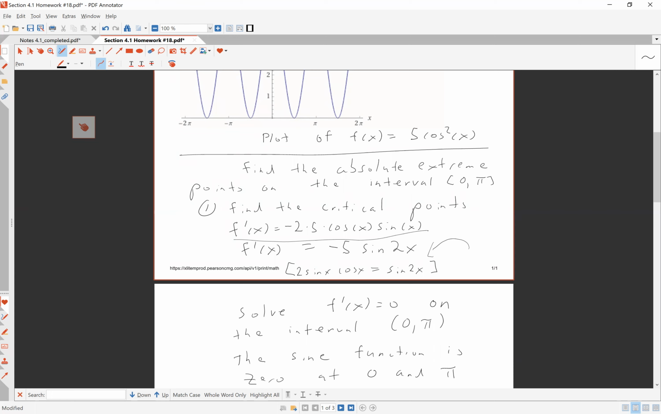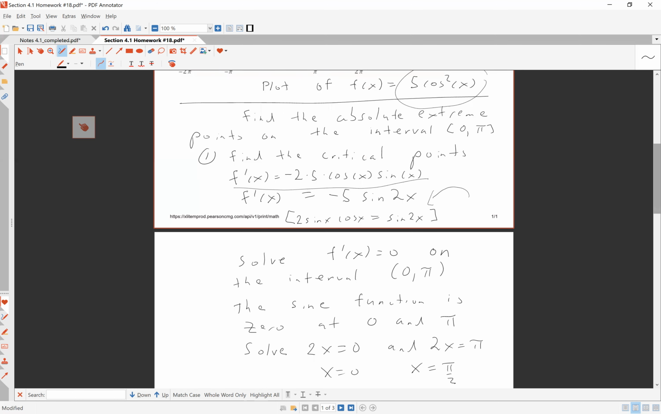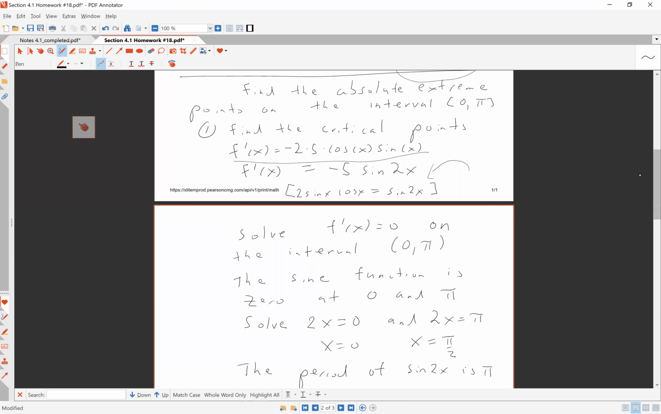Because remember, what we're doing here is we're trying to find the absolute minimum, absolute maximum of 5 cosine squared x on the closed interval from 0 to pi. And so the derivative turns out to be minus 5 sine 2x. So we don't care so much about the negative 5. All we care about is where sine of 2x is equal to 0, because that's the part of the derivative of cosine squared x that we have to worry about for finding the critical points.